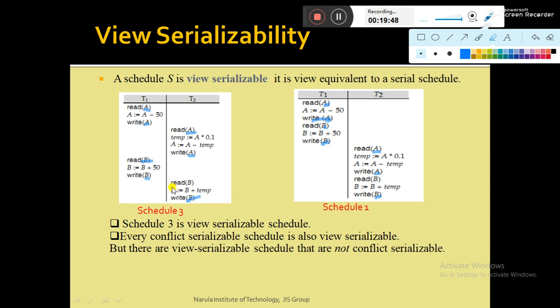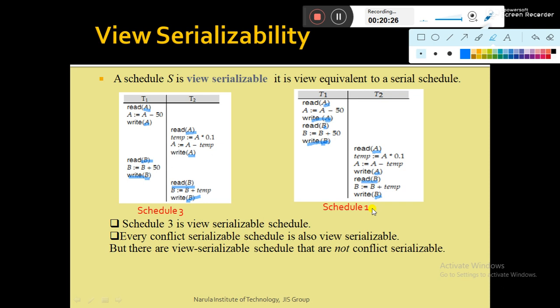So this is the read B. Data item B is read by transaction T2 which was previously written by transaction T1. Here also the read B operation is performed by transaction T2, which was previously written by transaction T1. So that means the intermediate read operation property is also satisfied for schedule 3 and schedule 1. So all the three conditions are satisfied. So we can say that schedule 3 is view equivalent to schedule 1.